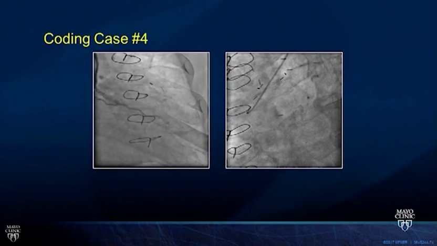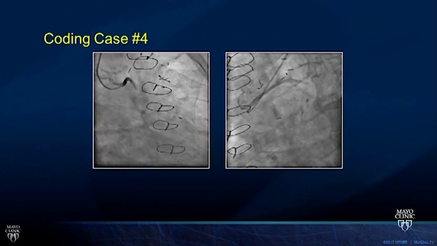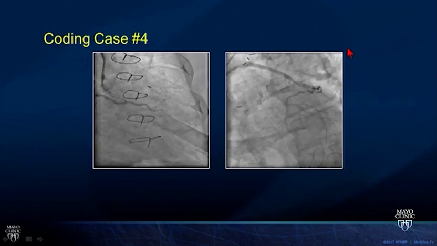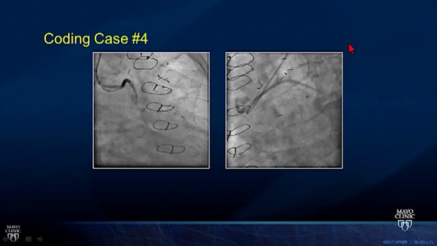So here's another case. Go ahead and take a look at this. This first view on the left is an AP caudal view. The ribs are going down and to the right. And then an RAO view on the other side.